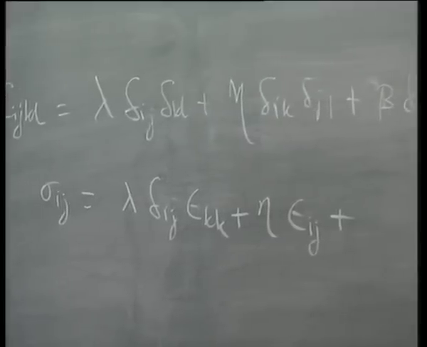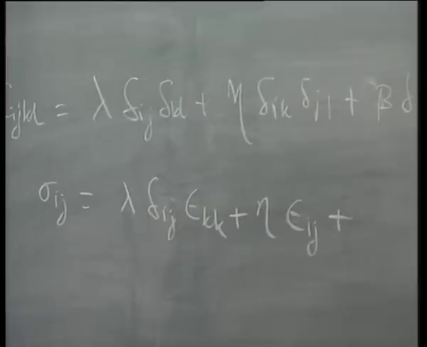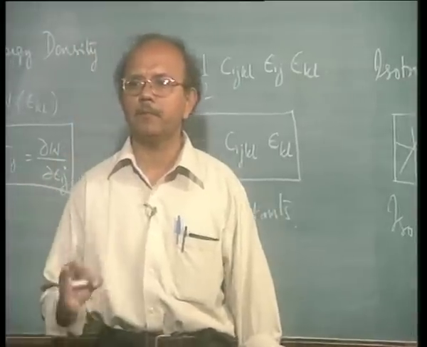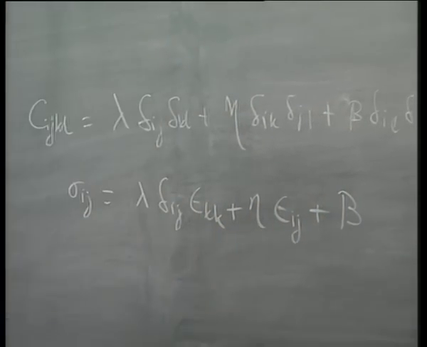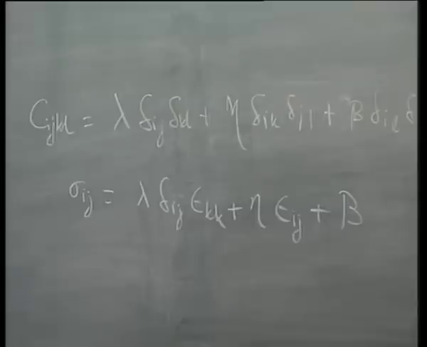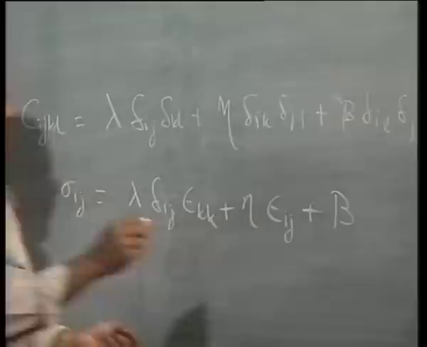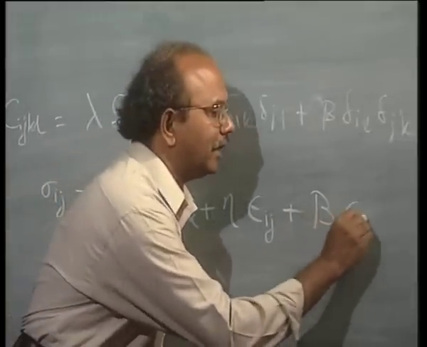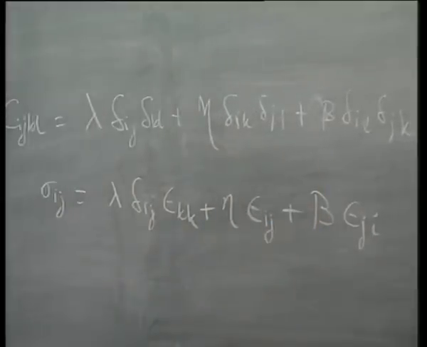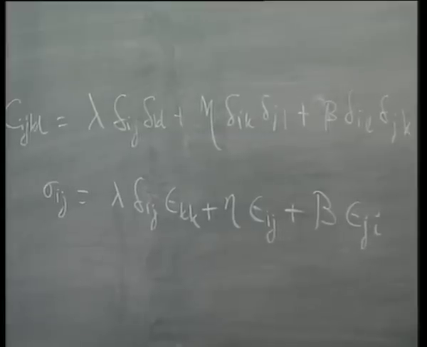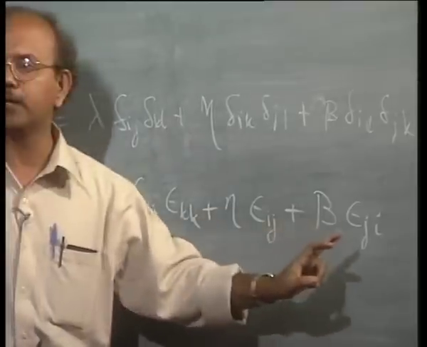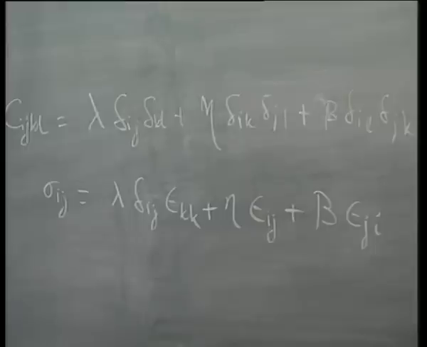What will happen to the last term? Let's hear some answers from you. Beta will remain the same, of course, and we get epsilon_ji. That's correct. So beta into epsilon_ji. You are ahead of me, that's very good. So epsilon_ij is equal to epsilon_ji, by symmetry, right.